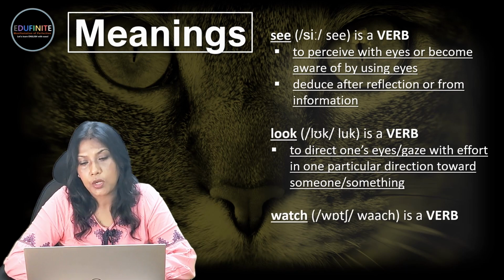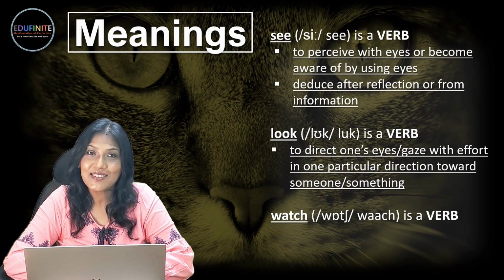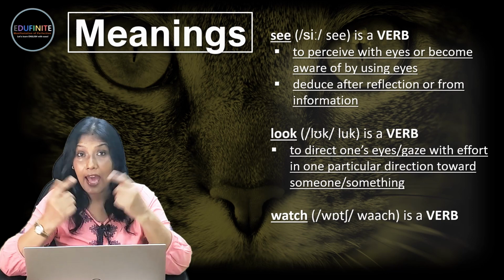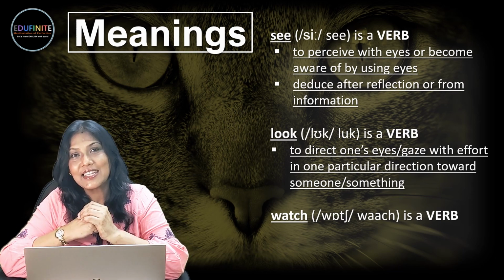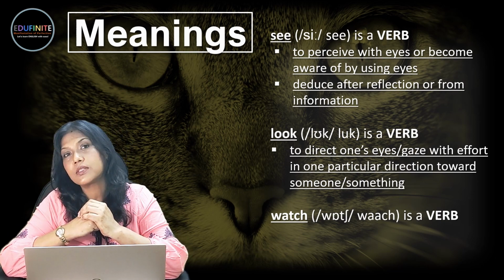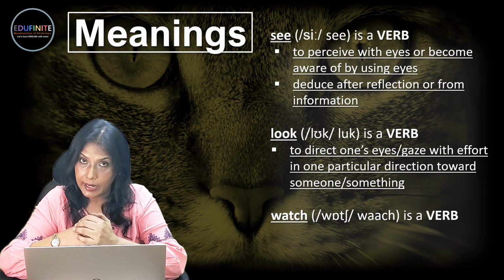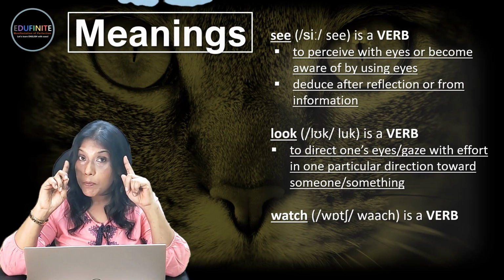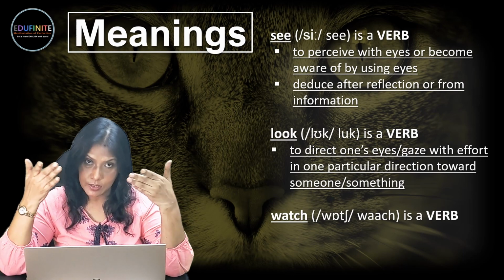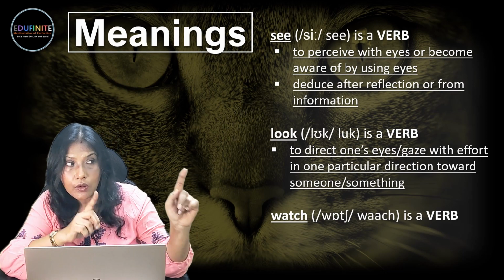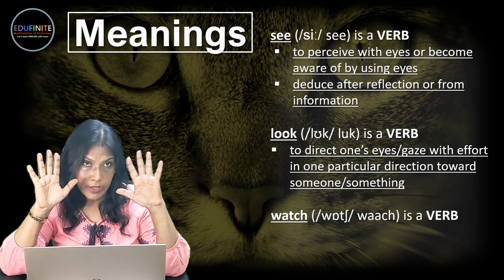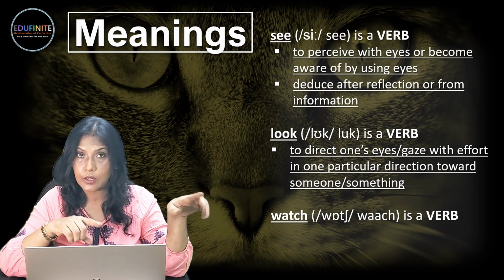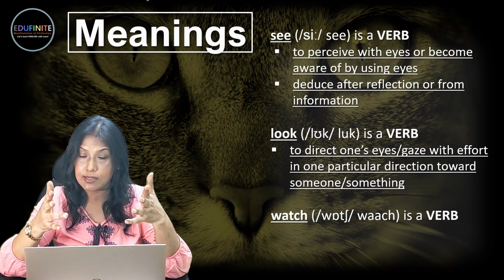Next is watch, and it is also a verb. Since these three are verbs as well as the action of the eye, sometimes we get confused about which to use when. But if we try to understand how we perceive with the eyes, sometimes it just comes in front of us. Sometimes we turn our eyes to a particular direction and then try to perceive. That's look. If it just comes in front of us, that's see.